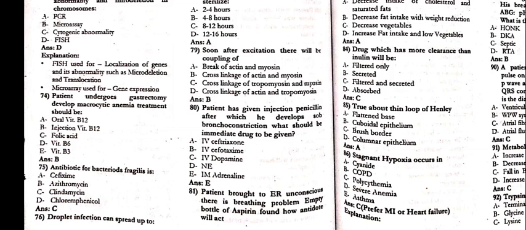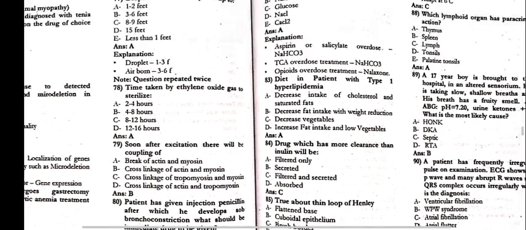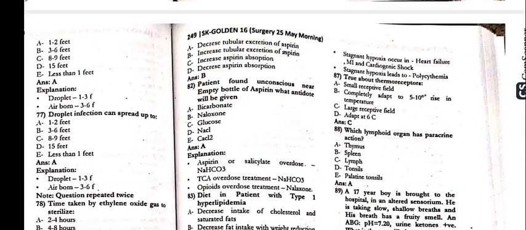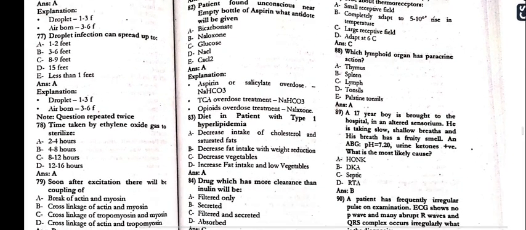Next 81, the patient brought to ER unconscious, there is breathing problem, empty bottle of aspirin found. How will the antidote act? The increased tubular excretion of the aspirin. 82, patient found unconscious near the empty bottle of aspirin. Antidote will be given, that is bicarbonate.